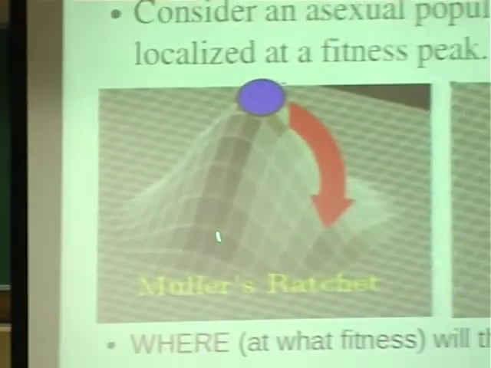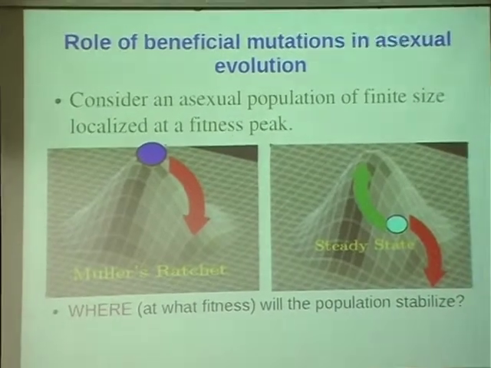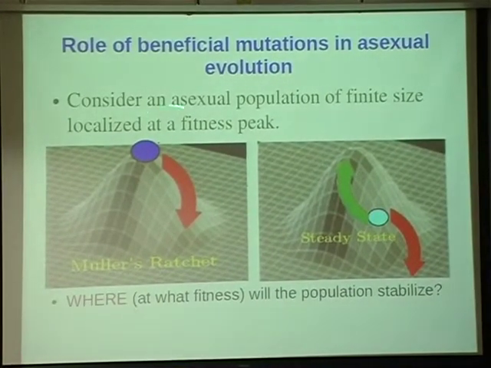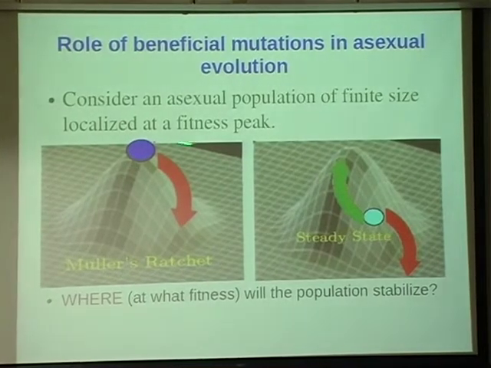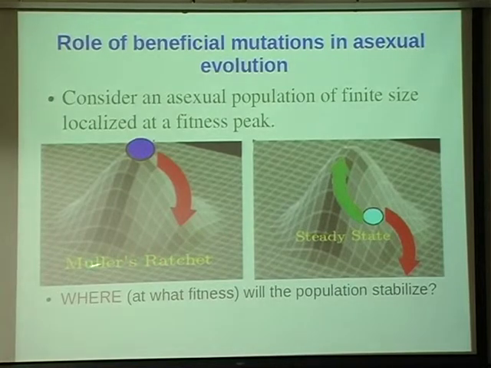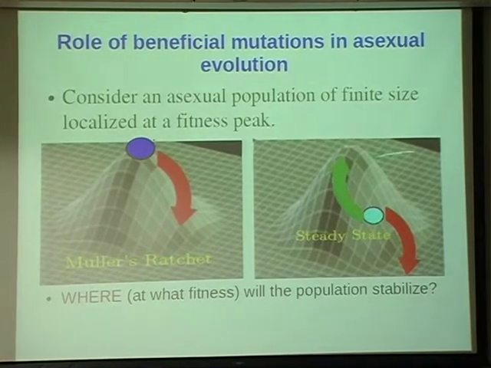So when we allow a well-adapted population to accumulate mutations, as we all know, since beneficial mutations are very rare, if you assume that beneficial mutations are completely absent, the population will accumulate deleterious mutations and go to a very low fitness. That is how Muller's ratchet works. But when we allow a small fraction of beneficial mutations to occur, it attains an equilibrium. So the question we are asking is at what fitness it attains this equilibrium.